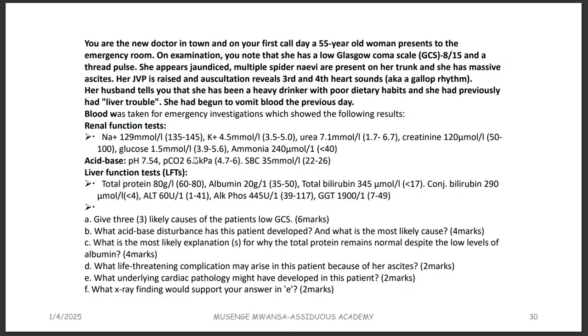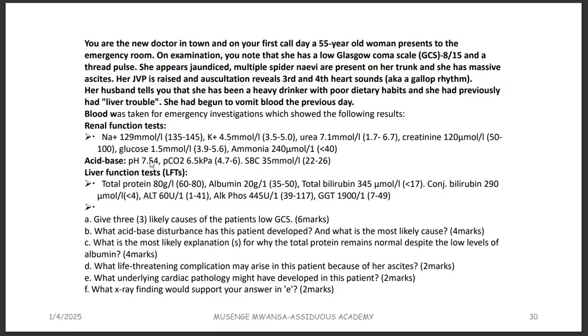Why? So the problem here, the pH is high, SBC is also high. This is metabolic alkalosis. The reason as to why carbon dioxide is high is because it is a compensation. The body is trying to retain, not to remove, carbon dioxide so that carbon dioxide can produce hydrogens to be able to at least compensate for the metabolic alkalosis.